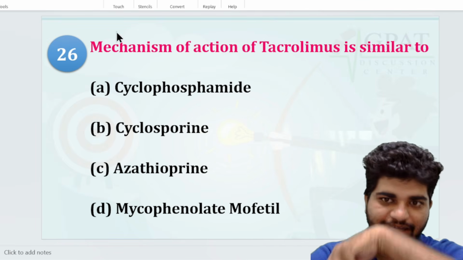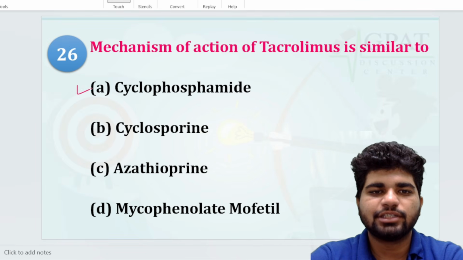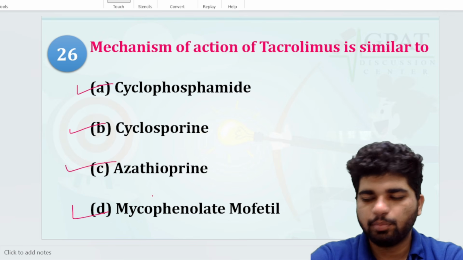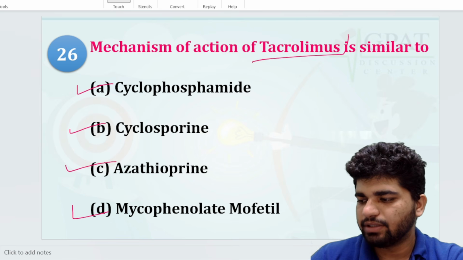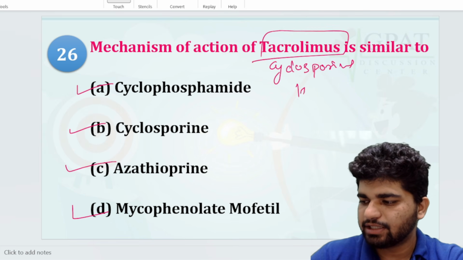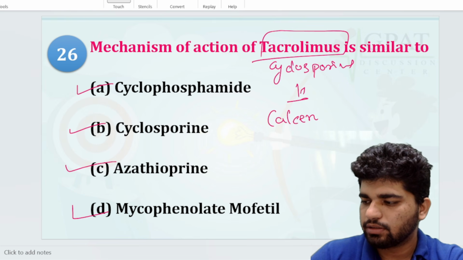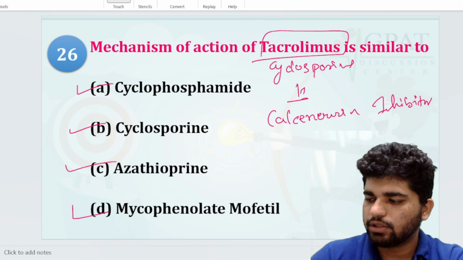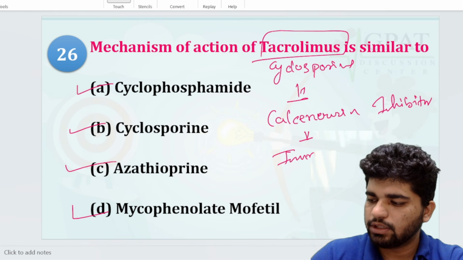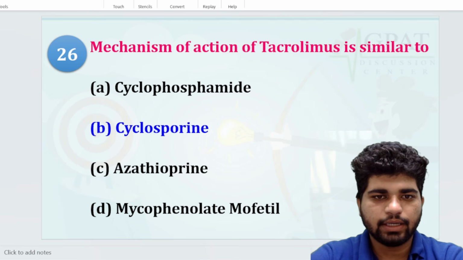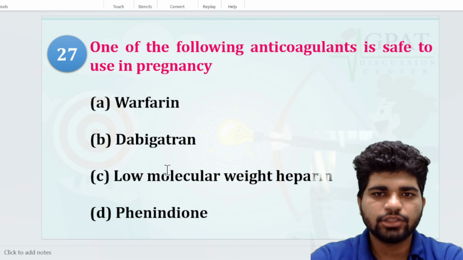Now this one, mechanism of action of tacrolimus is similar to, is it cyclophosphamide, cyclosporin, azathioprine, or mycophenolate mofetil? What's that? So tacrolimus, as well as cyclosporin, are considered calcineurin inhibitors, right? Which are considered immunosuppressants. So this is going to be your correct answer, cyclosporin over here. Okay.